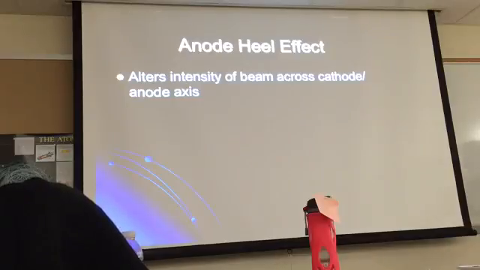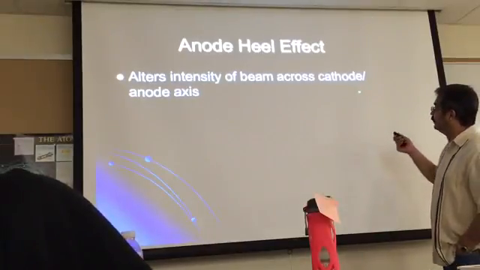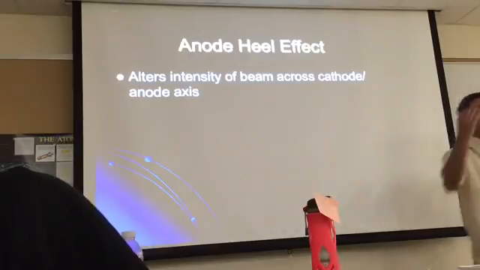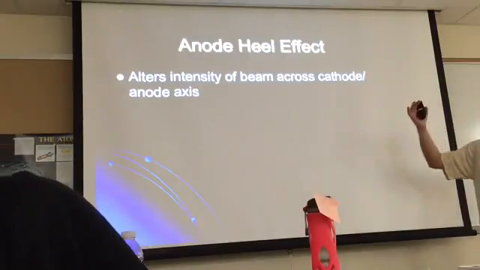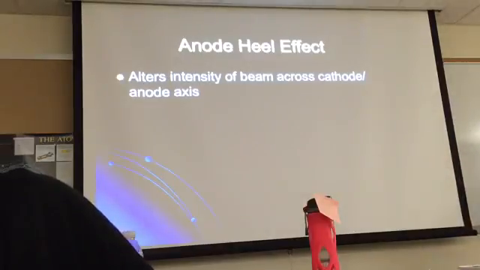This is the heel. That's what it's called, the heel. Think of kind of a heel upside down. Instead of going that way, it's going down. Okay, but it's a heel. This is the heel effect. Now that we remember that, it alters the intensity of the beam across the cathode-anode axis. So what do we have? This is what Angela King said. She said that we have a higher intensity on the cathode side. Is that true, by the way?